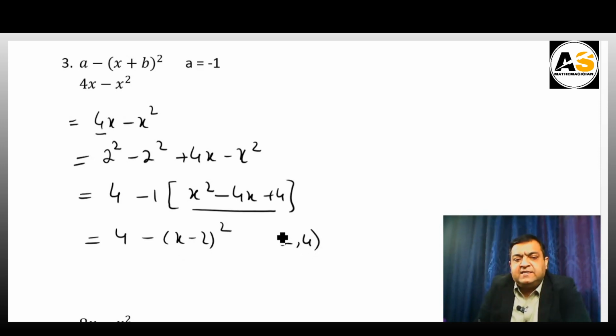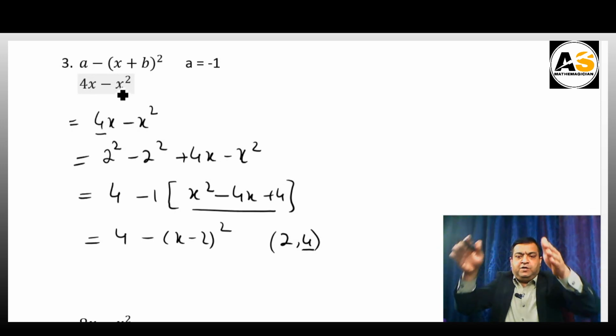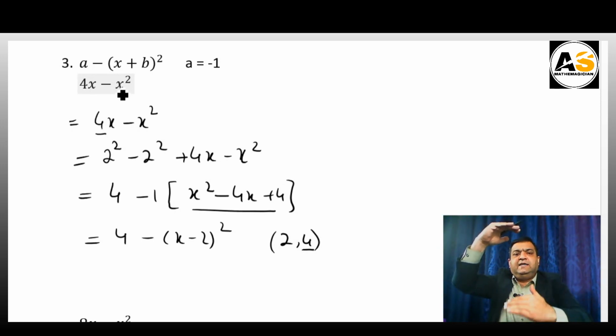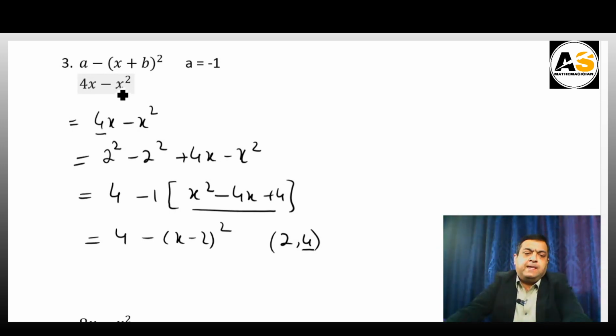But in this case, this 4 is not the minimum value. This is the maximum value because coefficient of x square is negative. Parabola will be open downward. So vertex will give us its maximum value. So (2, 4) is its maximum value.